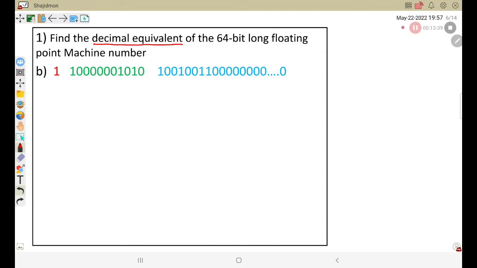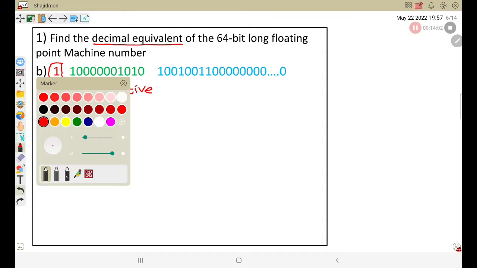Again we start from S, the sign bit. Here S equals 1, which means the number should be negative. Now we are going to find the characteristic part and the fractional part, C and F.